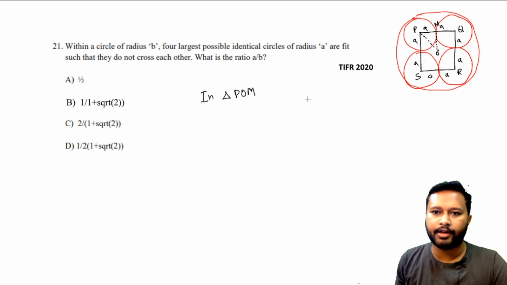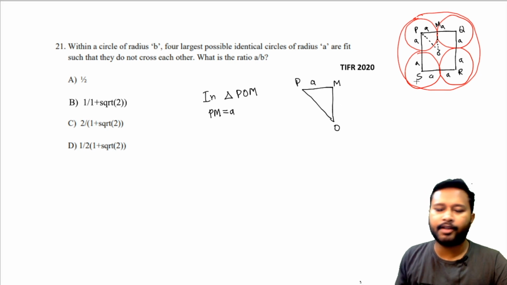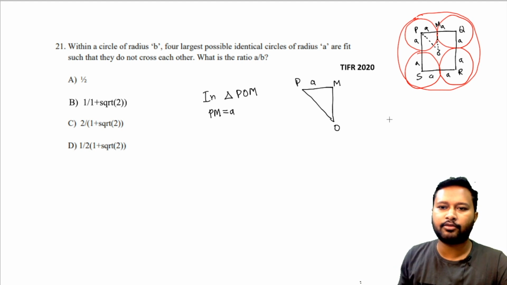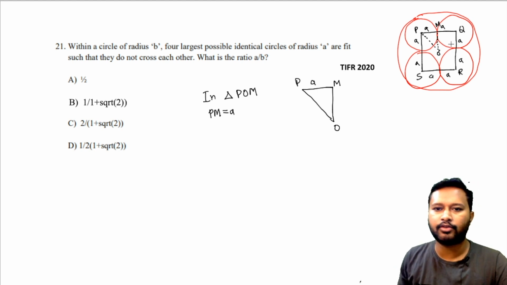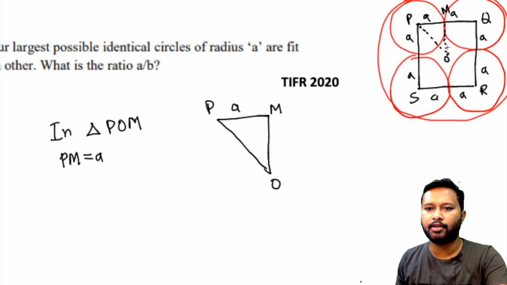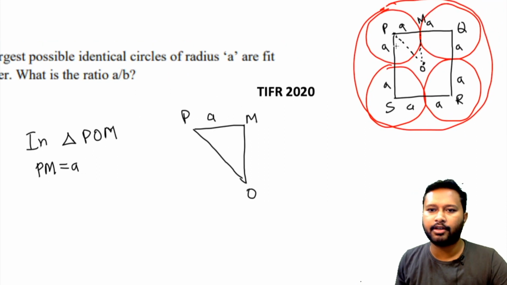I'll just draw that triangle in the same way so that it becomes easier for you to understand. This is how it is. I have O, I have M, and PM is equal to A units. Now understand the similar thing which we did in the previous question. If you zoom into this region a little bit, and I join from O to M, and join here also, a small square is formed again.